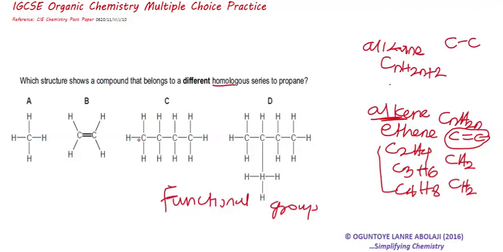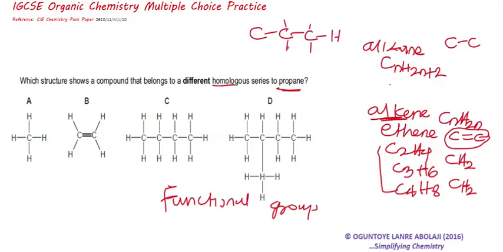So let's look at this. Which structure shows a compound that belongs to a different homologous series to propane? To propane. So that's the key word there. Propane is this. Yeah, that's propane.